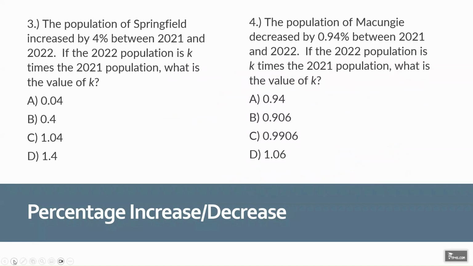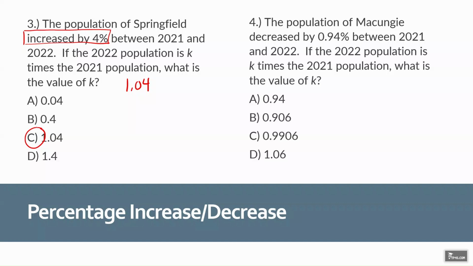All right, let's try some of these other questions. Here we're going to use that 1 plus r and 1 minus r formula. So please pause the video, get your own answers for 3 and 4. All right, I hope you paused the video because I'm about to give them away. For number 3, it looks so much harder than it is. Here we have an increase by 4%. That means my multiplier is 1.04. So C is the answer. There were a lot of words in this question, but there were not a lot of steps. It really was that quick.